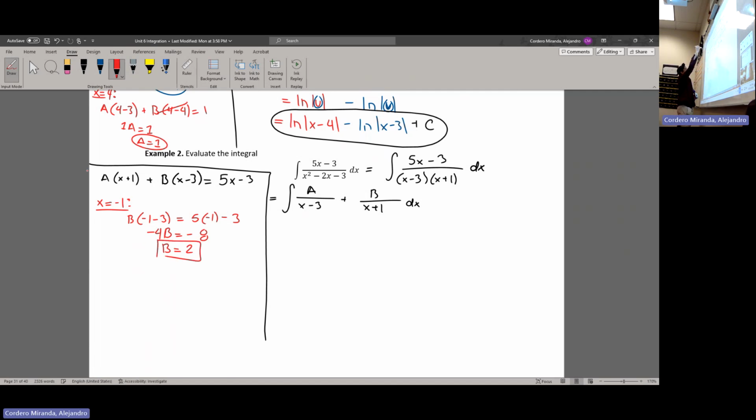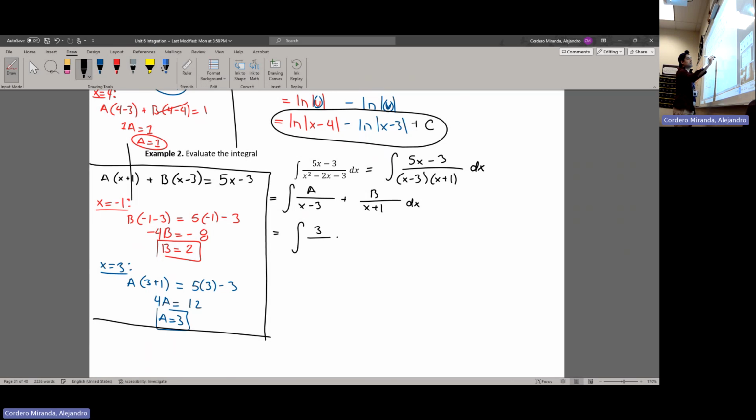Okay, cool. Now I got B, and then for A, I can choose another strategic x, like x equals 3, would make the B part 0. That would just give me A times (3 plus 1) is equal to 5 times 3 minus 3. That gives me 4A equals 15 minus 3, which is 12, and then A equals 3. Nice. So side work is done. Now I got A, now I got B. I put those back into my integral.